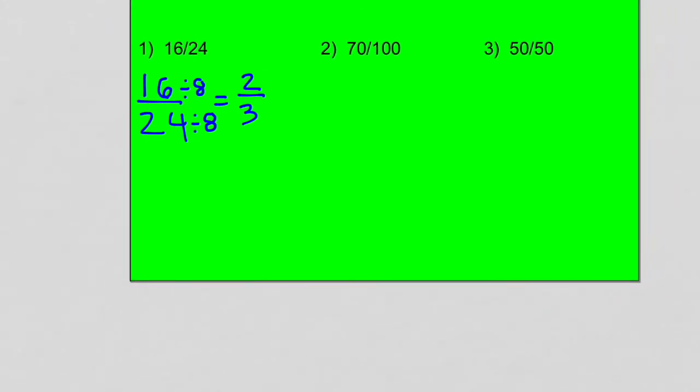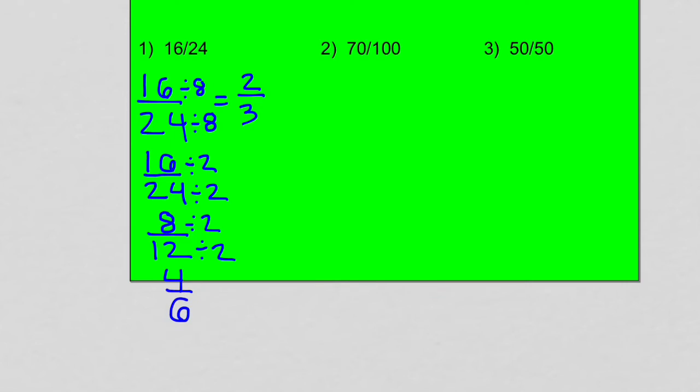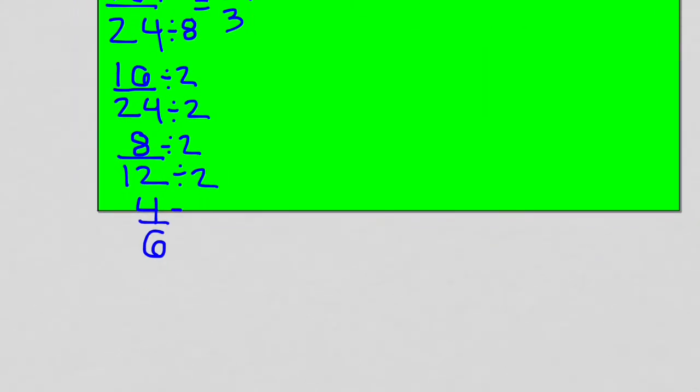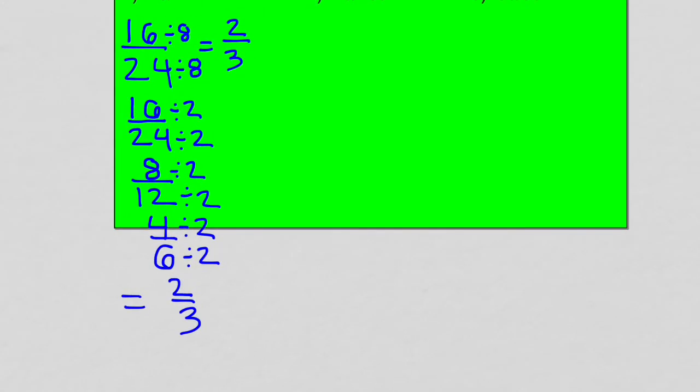You could start dividing by any factor that you know. So I know both numbers are even, so I could do 16 divided by 2 and 24 divided by 2, chopping them in half, and I get 8 over 12. But then you'd have to recognize that they're still both even, so you'd divide by 2 again, and you would get 4 over 6. And then you would recognize still that they're both even, so you could divide by 2 again, and you would get 2/3 exactly like you got up there.